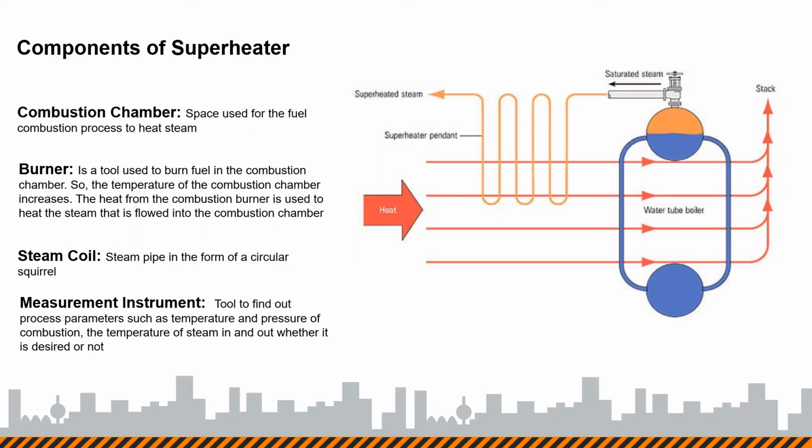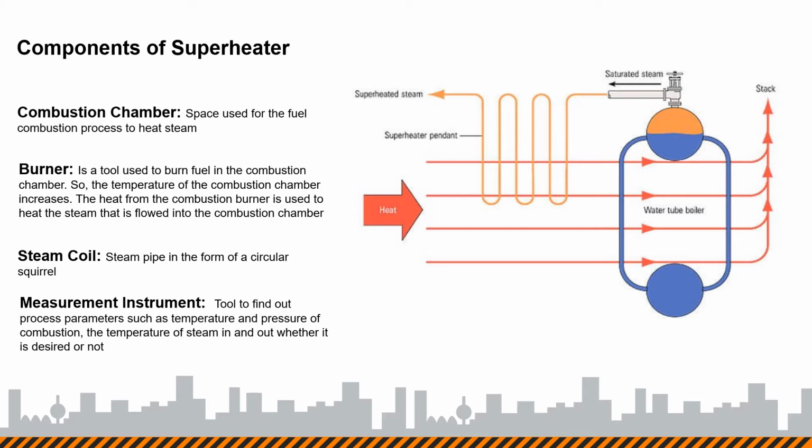The superheater consists of four main components, which are the combustion chamber, burner, steam coil, and measurement instrument. The combustion chamber is a space used for the fuel combustion process to heat steam. The burner is a tool used to burn fuel in the combustion chamber, so the temperature of the combustion chamber increases. The heat from the combustion burner is used to heat the steam that flows into the combustion chamber.